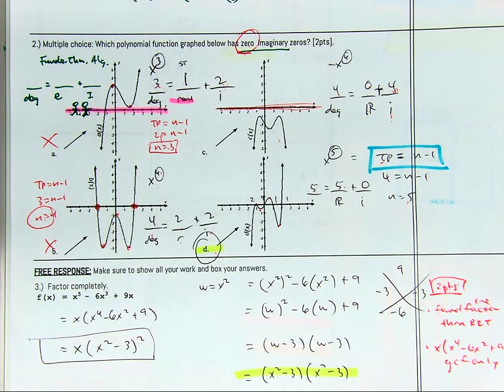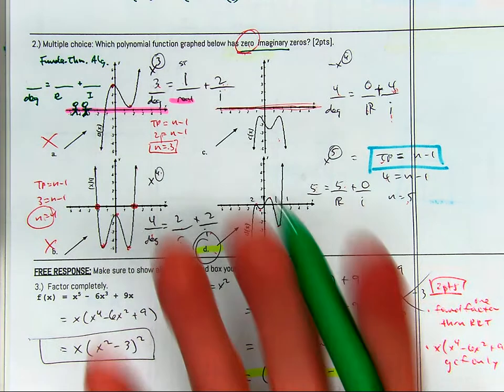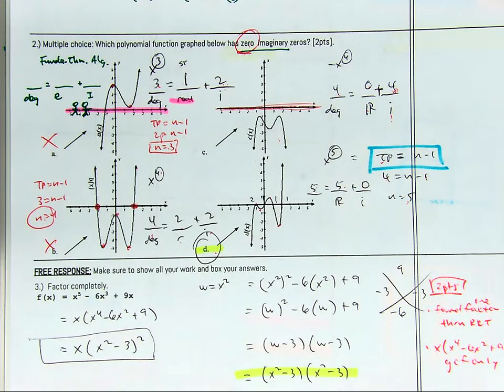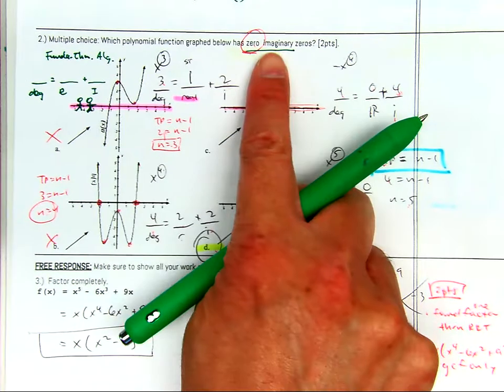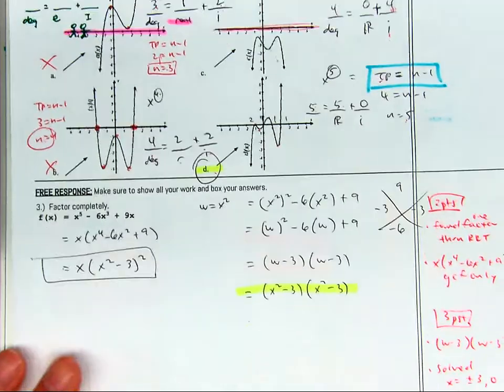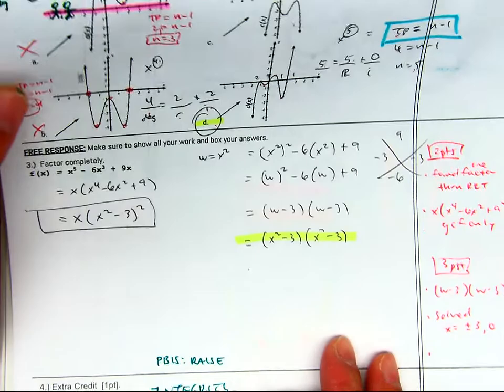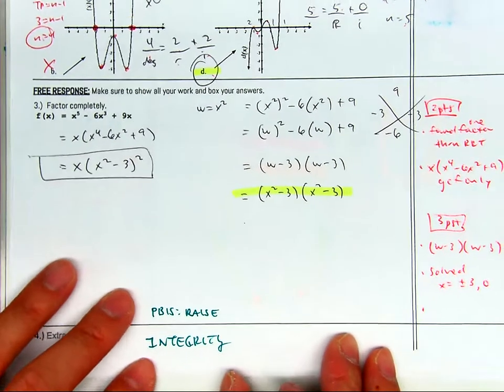So basically what I did is I just had the same exact question as the different version. I just changed what I'm asking of you. Question number 3. For your response, make sure to show all your work, box your answers.